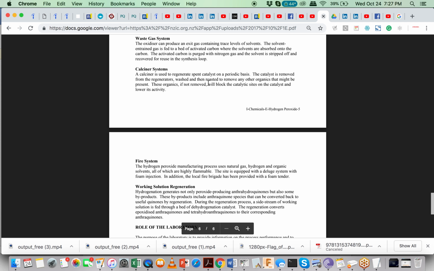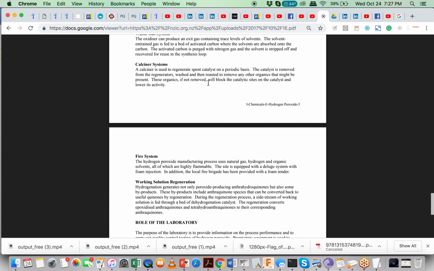Calciner system is used to regenerate spent catalyst on a periodic basis. The catalyst is removed from the regenerator, is washed and roasted.